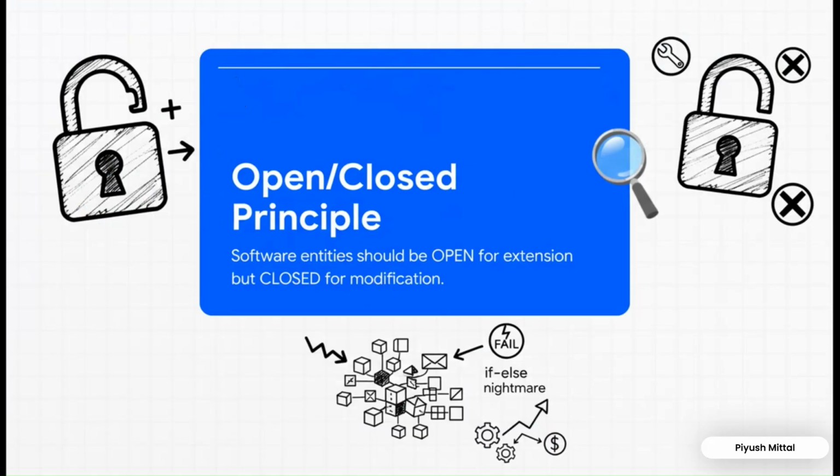First up, we have the open/closed principle. It's a bit of a mouthful, but the idea is simple. Our code should be open for extension, meaning we can always add new functionality to it, but it should be closed for modification. We shouldn't have to change existing working code just to add something new. And as you can probably guess, our if-else nightmare fails this test spectacularly.